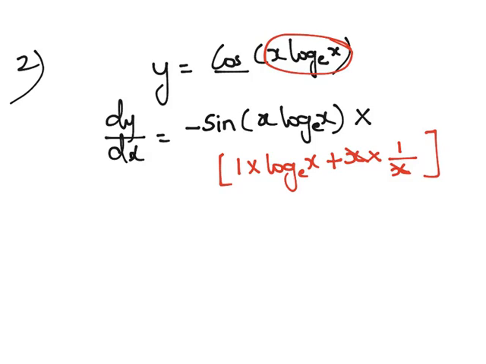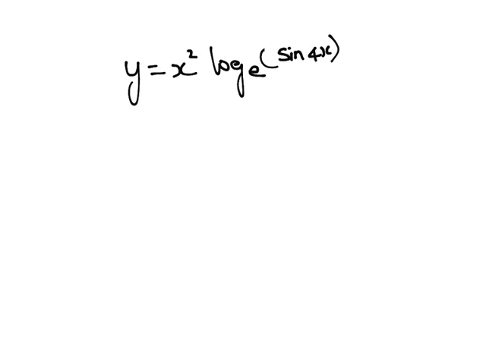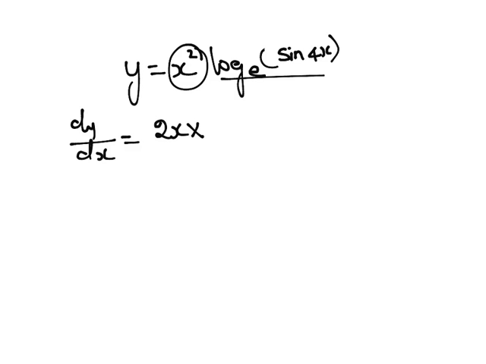Okay, now one more problem. Let me take y equals x squared log of sine 4x to the base e. Again, I need to use the product rule and the chain rule. So dy by dx is differentiate the first function, which is 2x, multiplied, keep the second function as it is, so log of sine of 4x to the base e, plus, now I'll keep the first function as it is, which is x squared, multiplied with, I will differentiate the second function now.